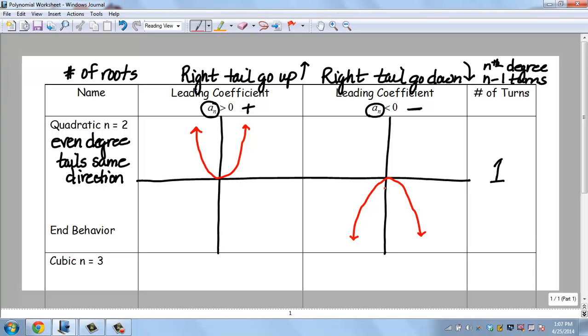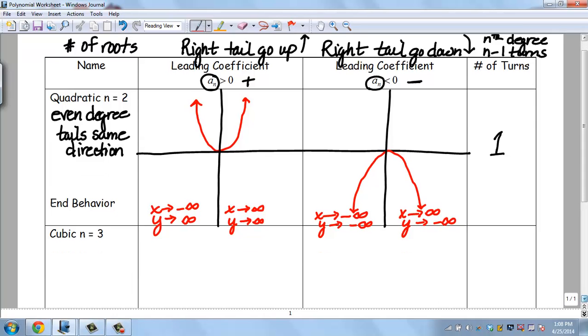Now we're going to talk about end behavior. End behavior is what's happening with your tails. Here I can say as x approaches infinity on this side, my y is also approaching infinity because it's going to positive infinity. And here, if my x approaches negative infinity, my y is going to approach positive infinity because it's still going up. On this one over here, as x approaches infinity, my y is approaching negative infinity because it's going down. As I go to the left, approaching negative infinity, my y is also approaching negative infinity. So now we have a picture of a power of 2.